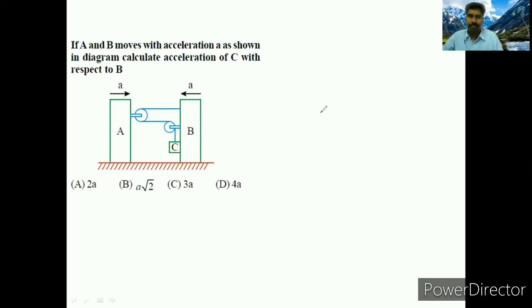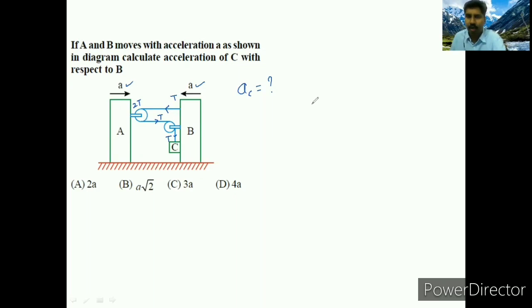Now here, A and B are moving with acceleration A, as shown in the diagram. Calculate the acceleration of C with respect to B. Here the tension is T, so this is also T, and this we can get 2T. Now it will also come here, T we can get.